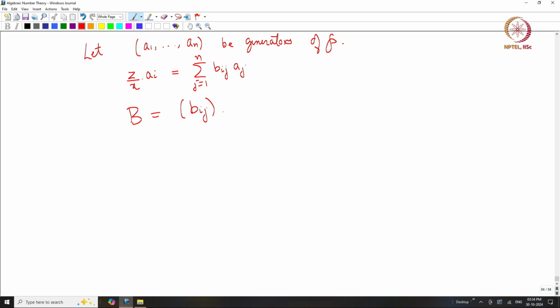Okay. Now, what do I do? I just take the determinant. So, I just take the characteristic polynomial of B. So, what do I need to do that for that? Well, I just need to take t times identity minus B, right. So, this determinant is a monic polynomial in R[t], right.